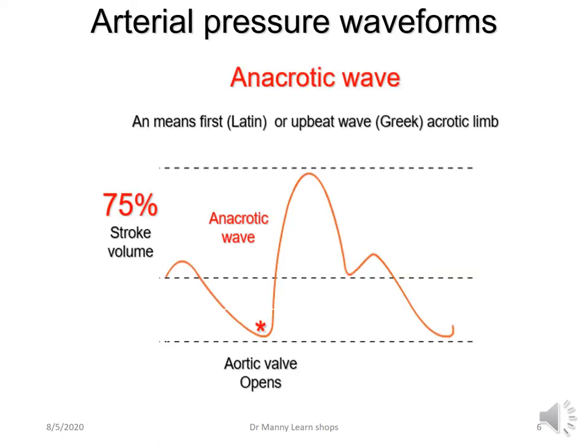Now, the first component to review is the anacrotic wave. Anacrotic is the beginning, and we'll be looking at this in a little bit more detail later on as well. But anacrotic means, in Latin, first. It's the first part of the arterial pressure waveform. It's the upbeat, according to the Greek. And this is where, when the aortic valve opens, 75% of stroke volume is ejected from the heart.